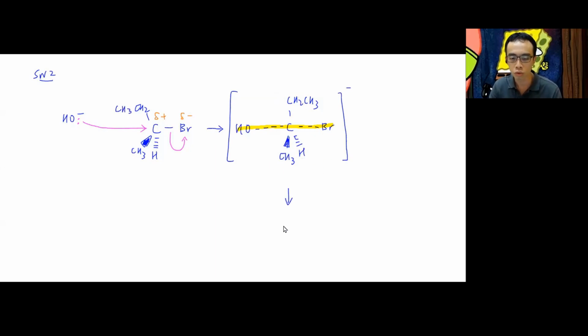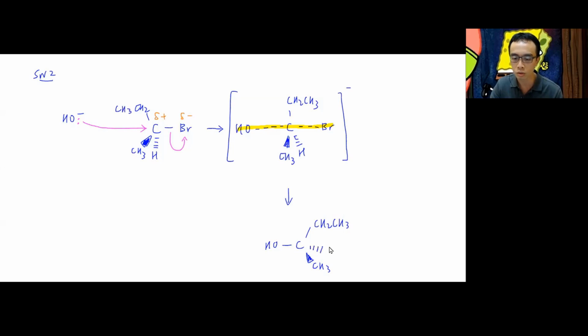After that, we have to show the product. Then my OH minus is on the left-hand side. The rest of the groups will be flipped towards the right-hand side to try to minimize repulsion with my OH minus. So the ethyl group, CH2, CH3, now will be leaning towards the right-hand side. CH3 group is still towards you. So by leaning towards the right-hand side, we try to avoid repulsion with my OH.